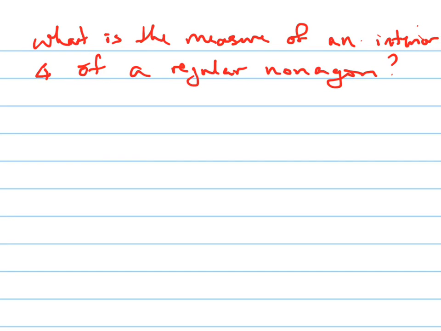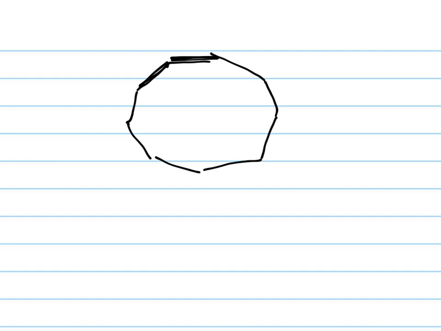Alright, here's a good question. It says, what is the measure of an interior angle of a regular nonagon? Well, let's first analyze what they're saying. They're saying that I have a nonagon, which means I have 9: 1, 2, 3, 4, 5, 6, 7, 8, 9. Now, I didn't draw that exactly correctly, but that's something like what we have. It's a regular nonagon. It's not a bad drawing. And so regular means that all of these angles right here are equal.